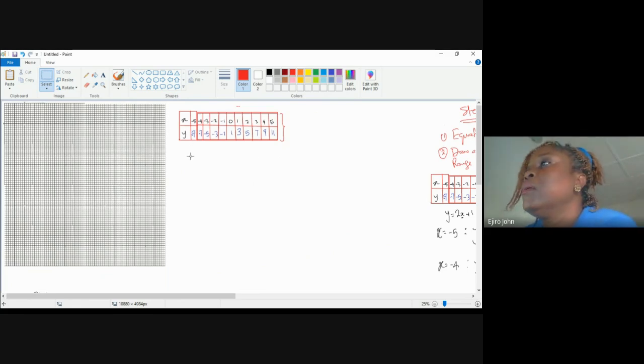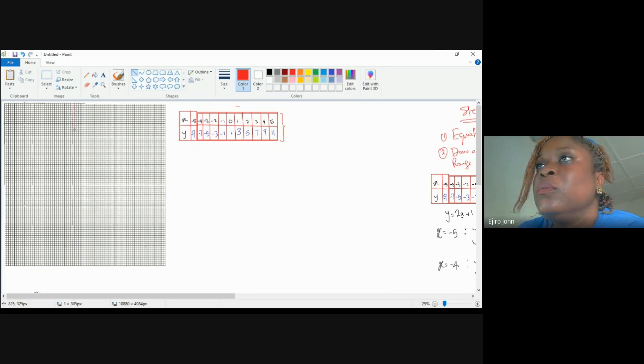Okay, so looking at this graph, you see that this graph is a centralized graph. Why is it centralized? Because it has an equal spread across the x-axis and y-axis. The negatives are equal. The positives are equal. So this graph is going to be at the center of our table. So we'll now draw our line. You use your pencil or your pen to draw your line.